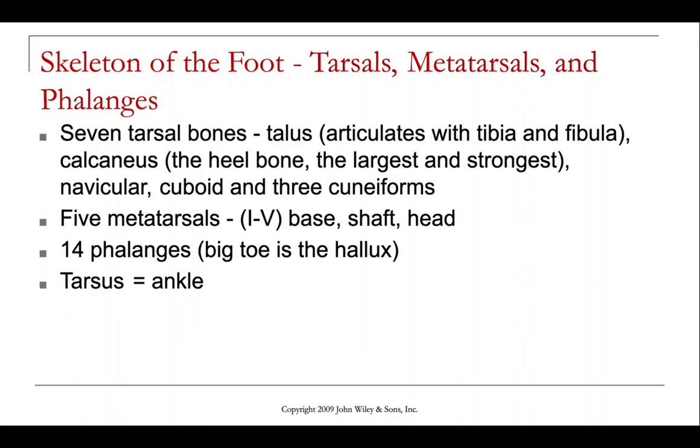So your 5 metatarsals, they all are going to have a base, shaft, and a head. And then you've got 14 phalanges, so it's not 14 toes, 14 phalange bones. The big toe is the hallux. The tarsus is the ankle.